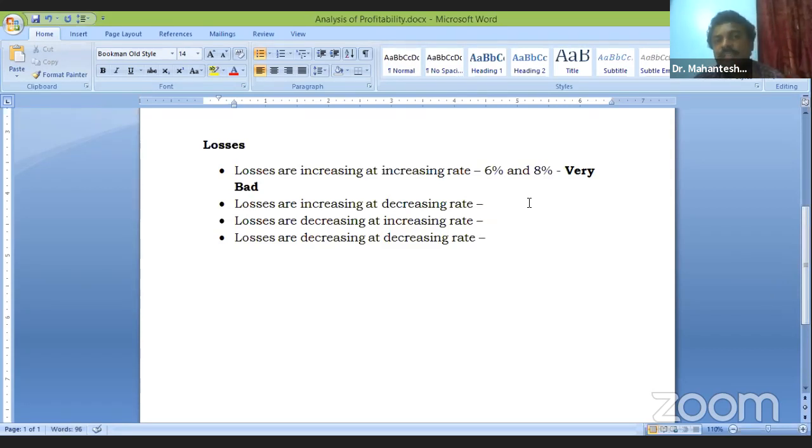Next one, the losses are increasing at a decreasing rate. Last year losses increased by 6%, but this year the losses have increased but at a decreasing rate. This is definitely good for the organization, we can say.